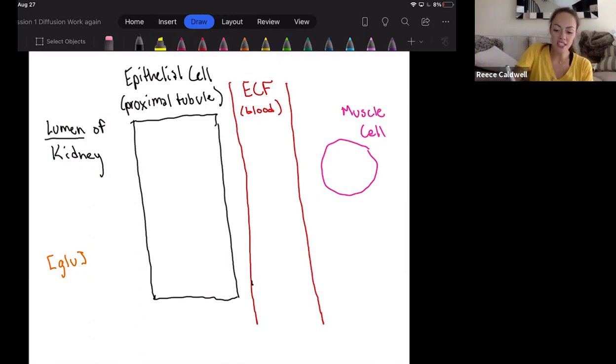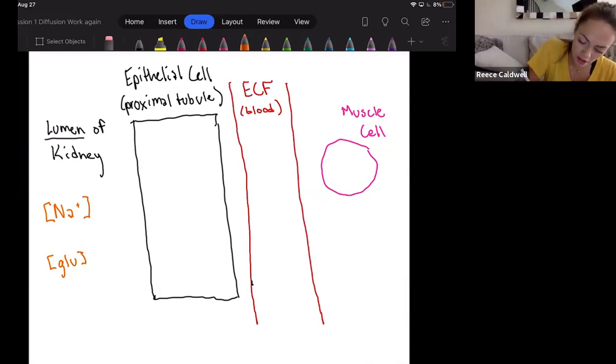So in this example, we're going to use glucose, as I said earlier, and we're also going to use sodium. The way I'm color coding this is orange will be relative to our epithelial cell, and blue will be relative to the muscle cell. So everything I write in orange right now is relative to the epithelial cell. So here we can draw sodium across.